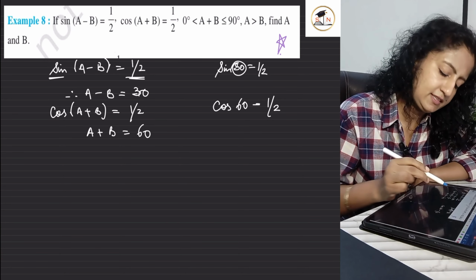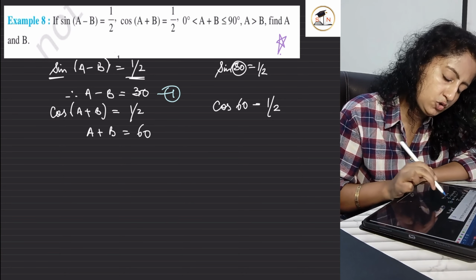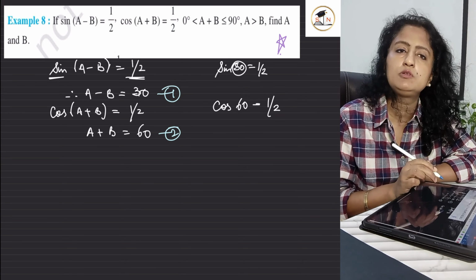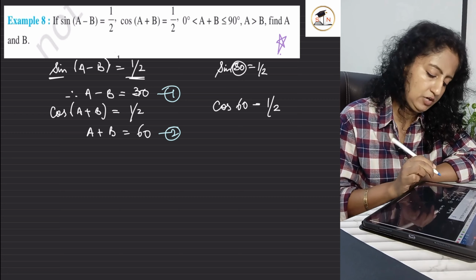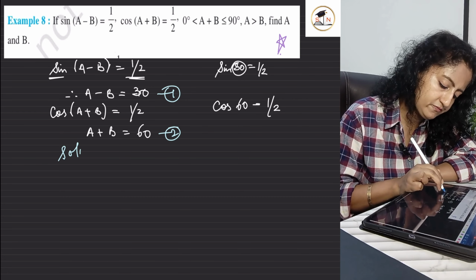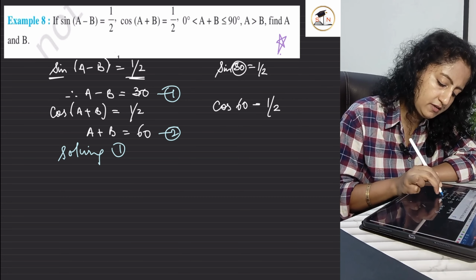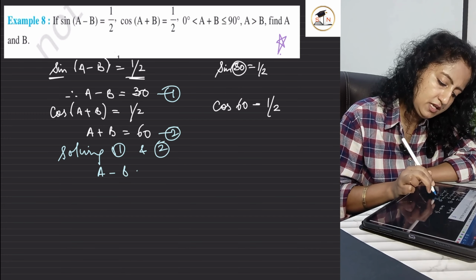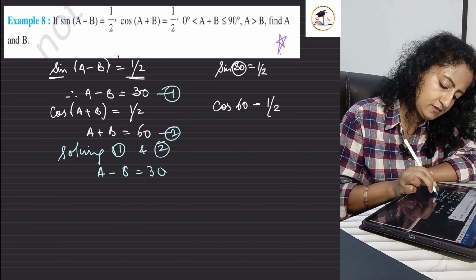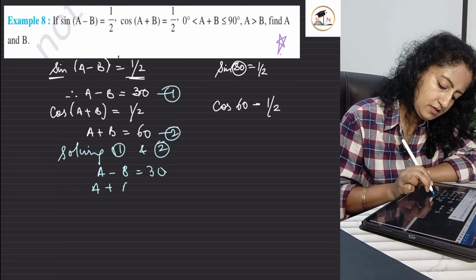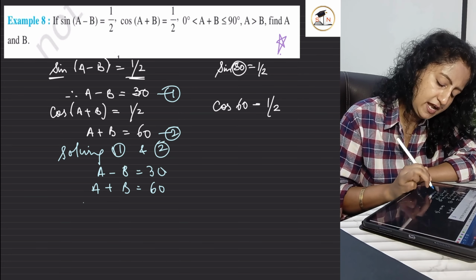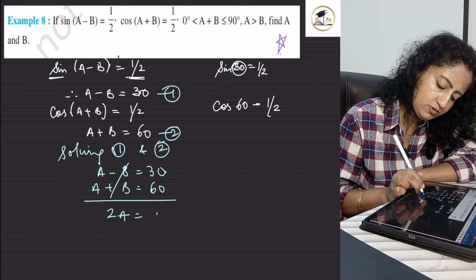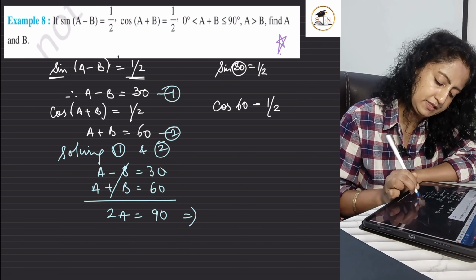We can see that we have actually formed two linear equations in two variables. That is a minus b equals 30 and a plus b equals 60. So solving 1 and 2, a minus b equals 30 and a plus b equals 60. I will do elimination. b got cancelled. 2a equals 90. अब क्या मिलता है मुझे?